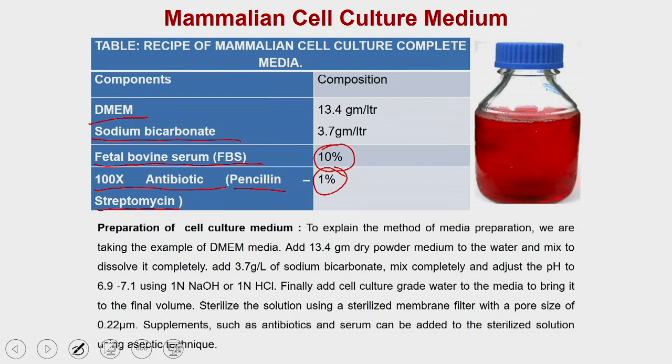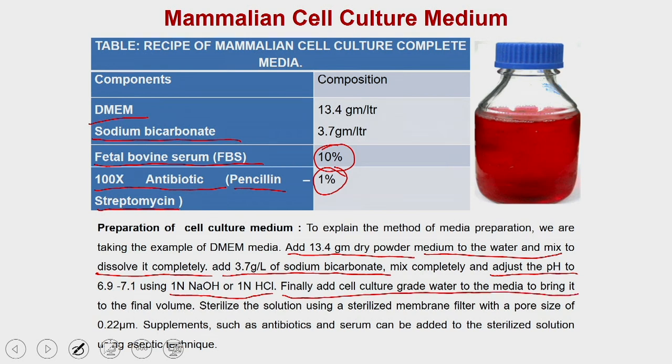If you see the preparation of cell culture media, for example, in this case we have taken DMEM. You take 13.4 grams of DMEM and mix it into water and let it dissolve completely. Then you add 3.7 grams per liter of sodium bicarbonate, mix it completely, and adjust the pH with NaOH or HCl, whichever is applicable. You can check the pH with pH paper, and finally make up the volume to 1 liter.